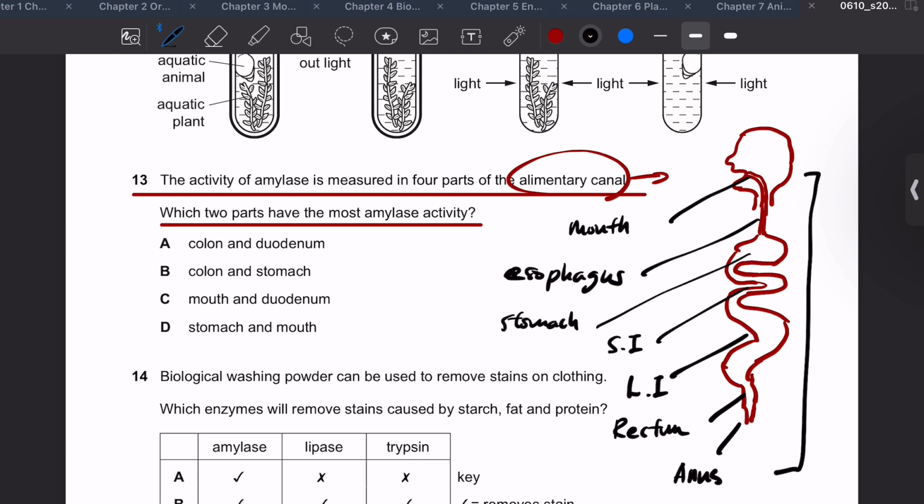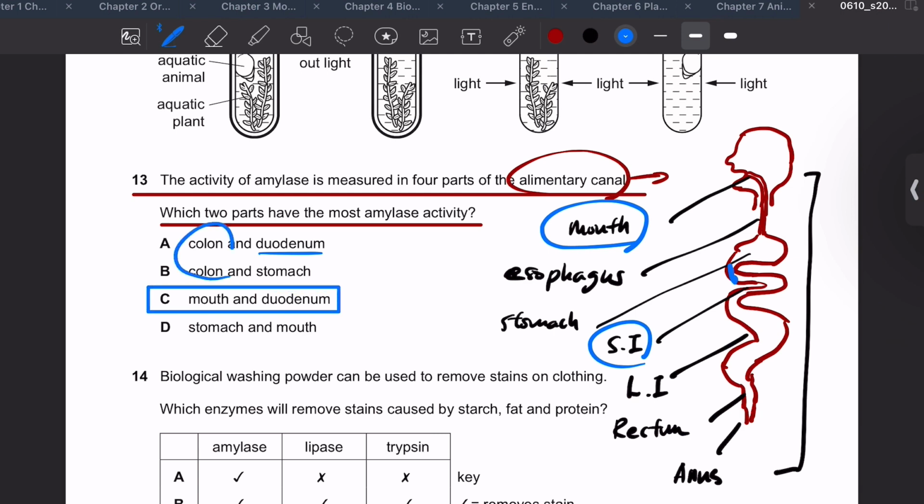And in the alimentary canal, there are a few parts where amylases are present. So, for instance, the mouth and the small intestine, especially the duodenum, which is the entrance of the small intestine. And that's it. So, mouth and duodenum is the answer for this one.